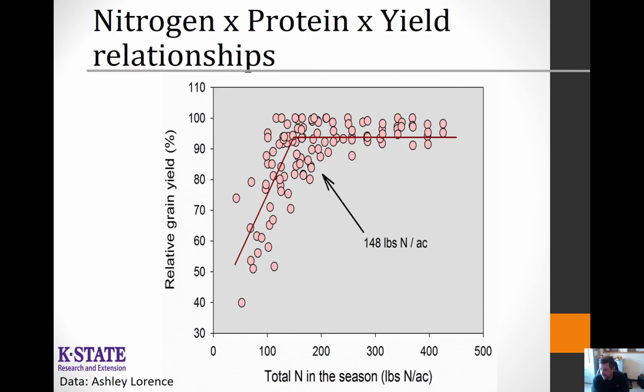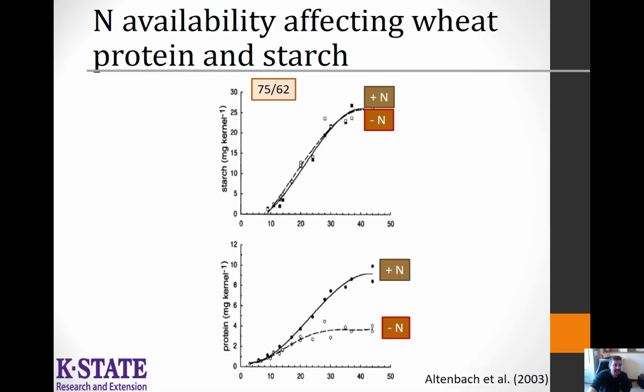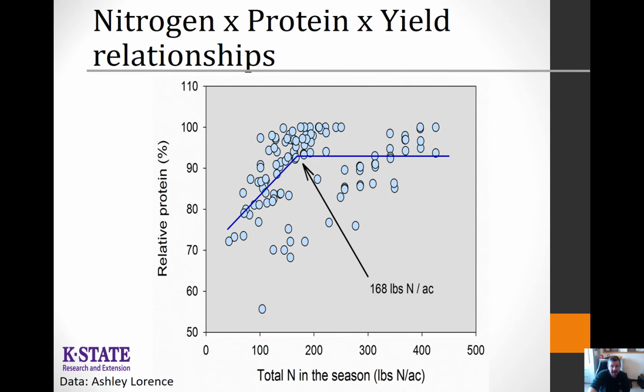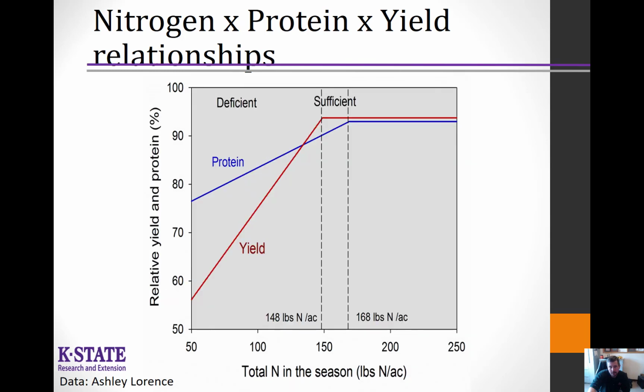Looking at some data from Ashley Lawrence at K-State, looking across our sites at relative yield, can we pick out the right rate for protein and what's that relationship? They look at all these locations and find that approximately 150 pounds is the best rate for yield, but for protein it's 170. So you look at that, there's actually a gap.